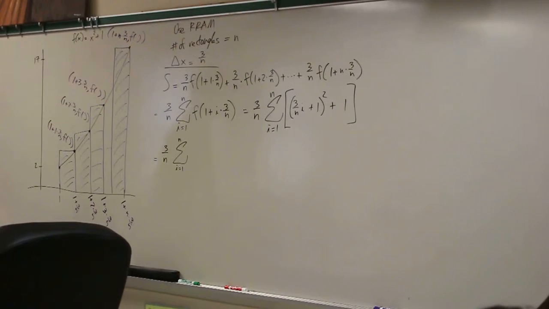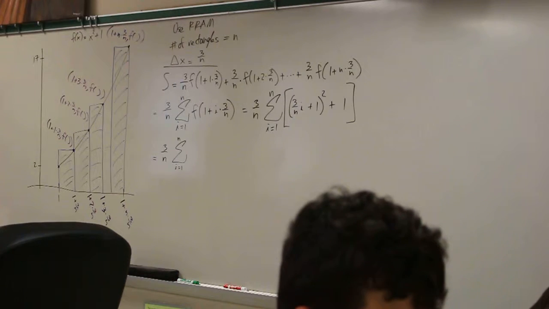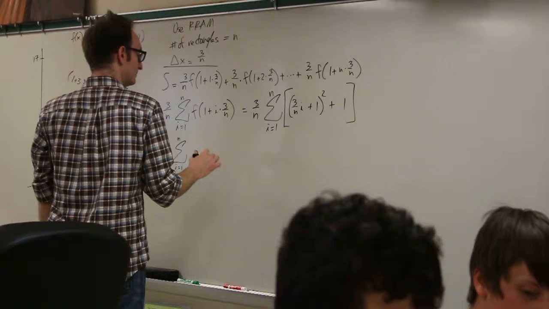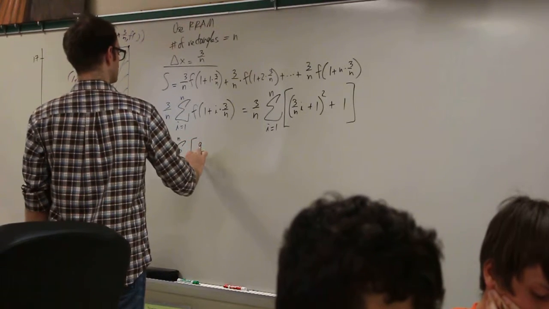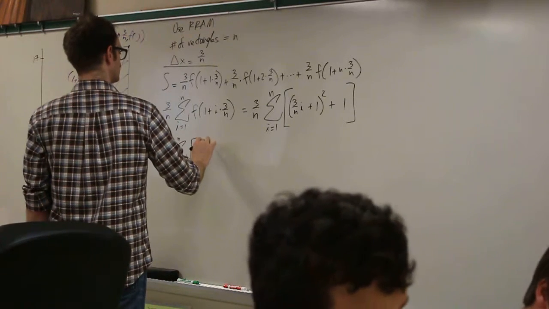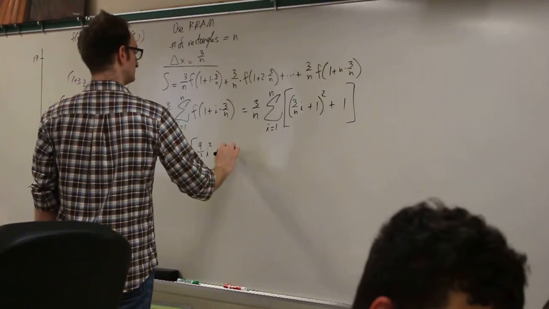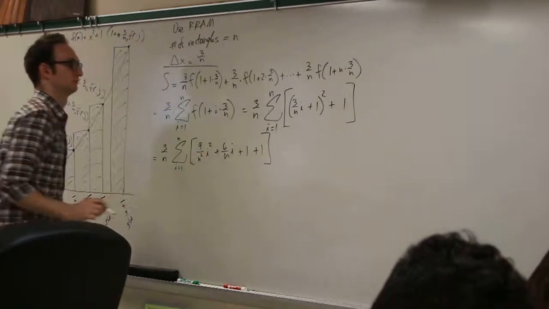n is a constant. Yup. The things you can't pull out of the sigmas are like the i's. Yeah. i's are the variables with respect to the sigmas. No, don't get rid of it. Pull it out. Right. Yeah, that's right. So then keep going.